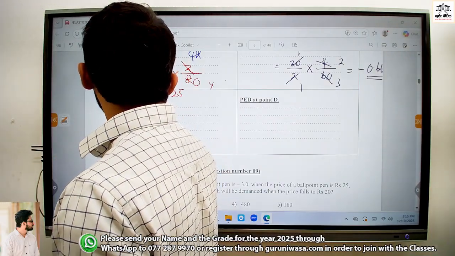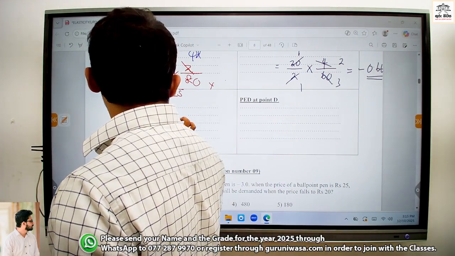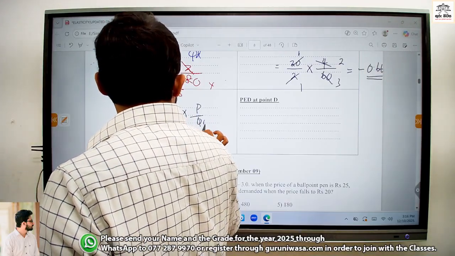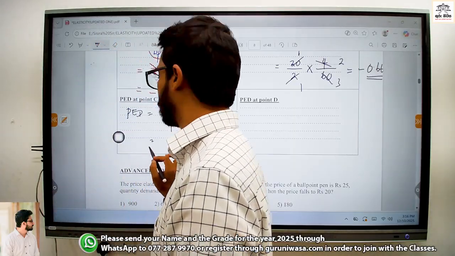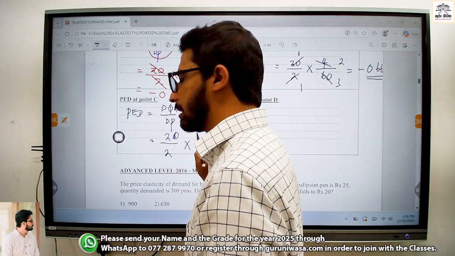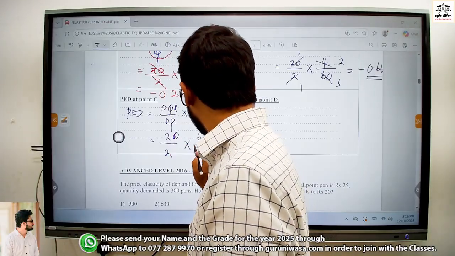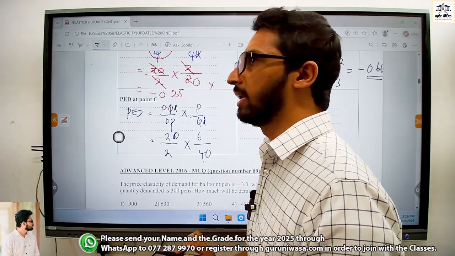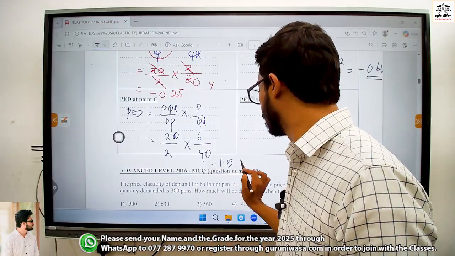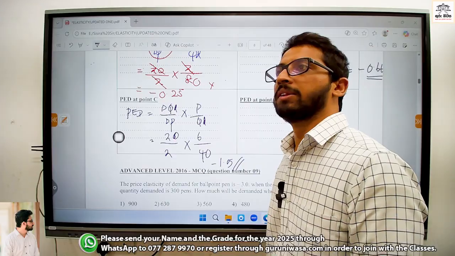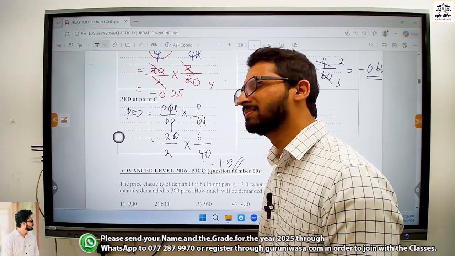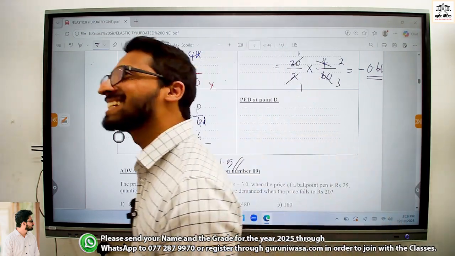PED equals same equation, delta QD over delta P into P over QD. So the first part doesn't change. 20 over 2 into point C, 6 over 40. How much is the value? 1.5, minus 1.5. Are you getting the same answers or different answers? Same answers.